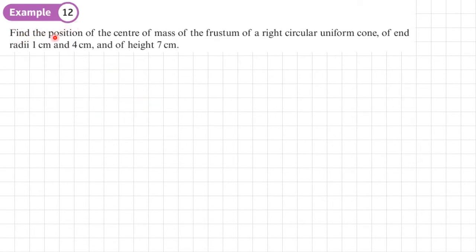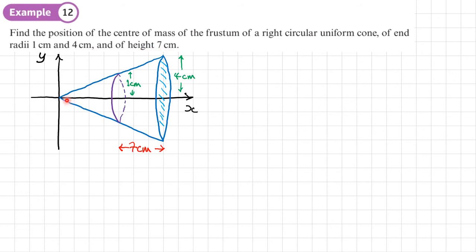Example 12. Find the position of the center of mass of the frustum of a right circular uniform cone of end radii 1 centimeter and 4 centimeters and height 7 centimeters. Okay, now you might look at this diagram and think, hang on, that's not a frustum. But the easiest way to do this question is to move where the vertex of the cone would be to the origin, so that actually this is the frustum here. And then it's much easier to work out the center of mass in relation to this point here, you'll see in a moment.